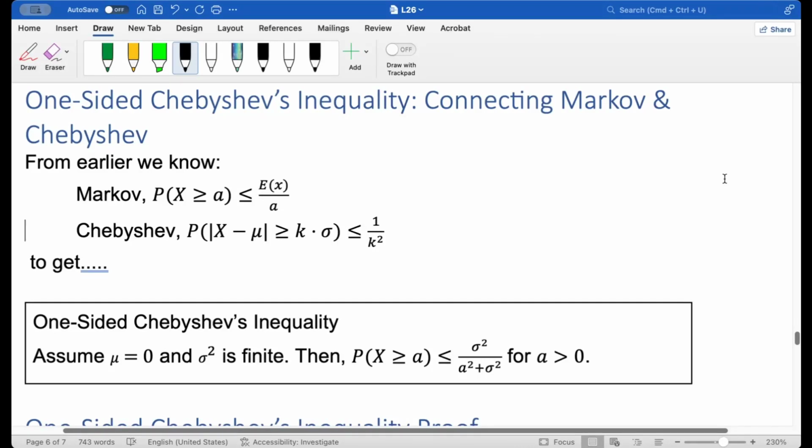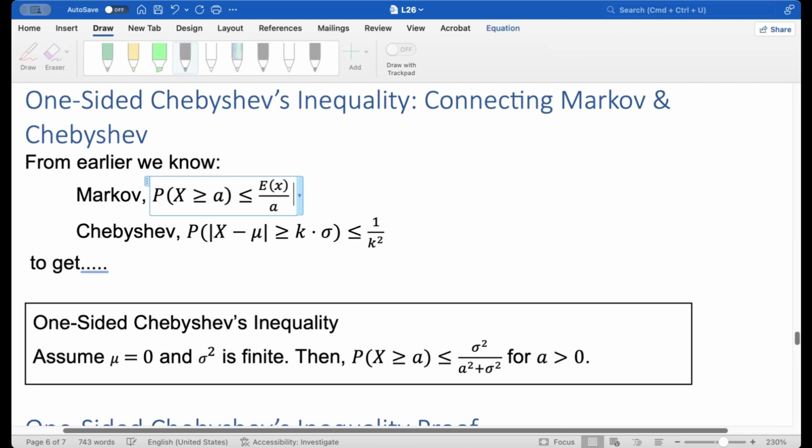Okay, continuing on here, lesson 26, one-sided Chebyshev inequality connecting Markov and Chebyshev. So recall Markov inequality, the probability that X is greater than or equal to a is less than or equal to the expected value of X over a. Just make a note here that X is non-negative.